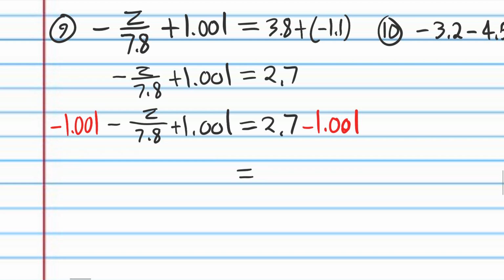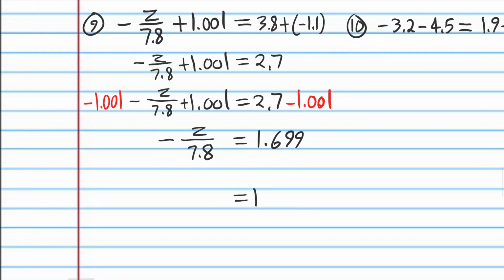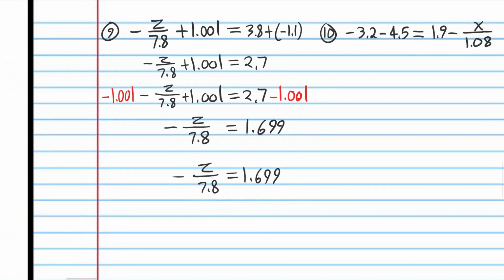(2.7) minus 1.001. I did that on my calculator. And then we're going to rewrite that. Now, when you multiply both sides by 7.8, you have to add that negative in there, because we have to get rid of not just the 7.8, but we also have to get rid of the negative.